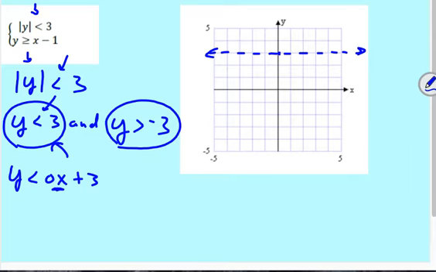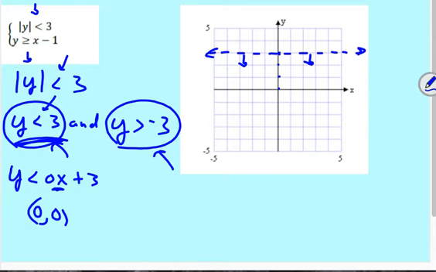Now, you can plug in 0, 0 as a checkpoint to see where you'd shade, but it's basically common sense. Going up and down now for the y, what's less than 3? 2, 1, 0, everything. I'm just going to draw a little arrow like this saying all these values are less than 3 for y.